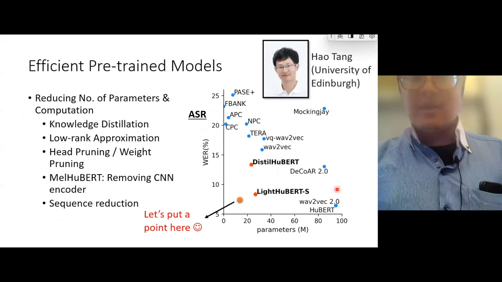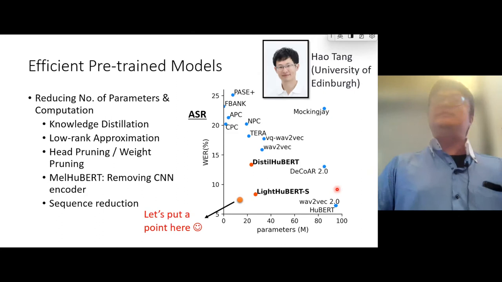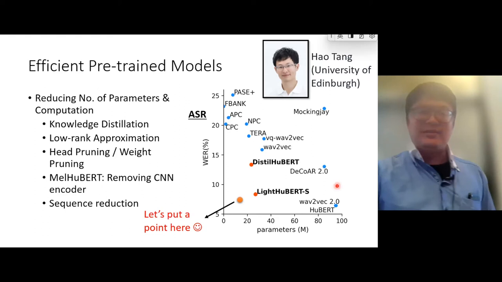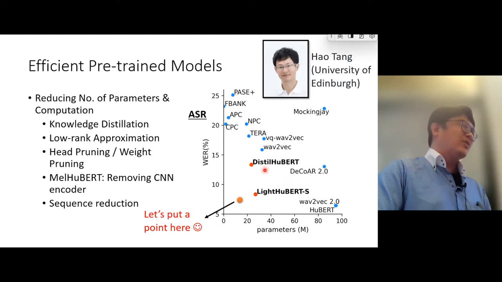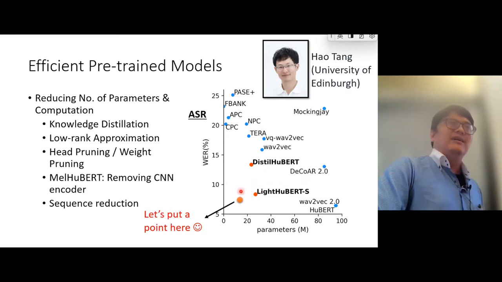However, can we make those self-supervised models more efficient? Can we create some small model but still achieve the same performance? This is what Hao Tang is working on. We also noticed that there's already some effort in the community to build a smaller model, and we are also working on this direction. Hopefully we can move the point on this figure further to the down left corner.